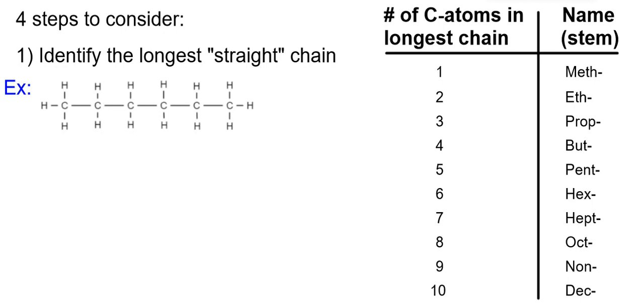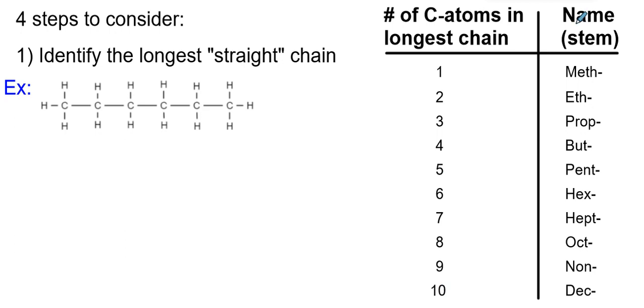In my mind, there are 4 steps that we need to consider when we're trying to name alkanes. And these 4 steps will also serve us well as we go on and start to branch into more and more complex functional groups that can be attached to our hydrocarbon. The first step is to identify the longest straight chain. If we look at this chart, we can see the number of carbon atoms in the longest chain, and I've listed out 10 here for us.